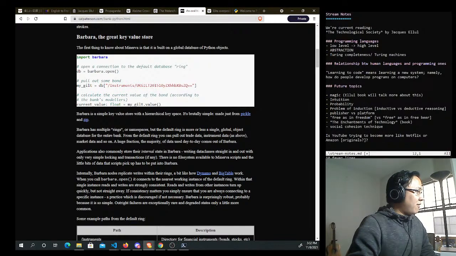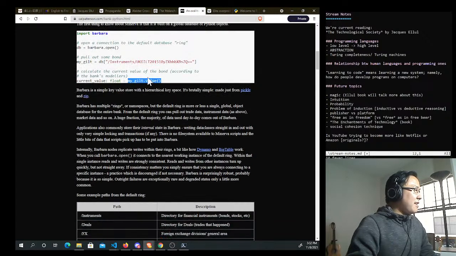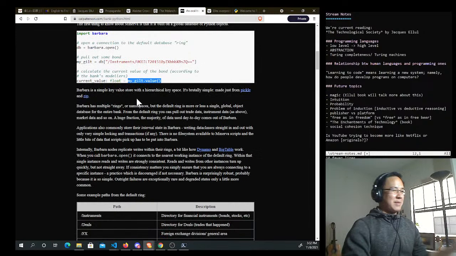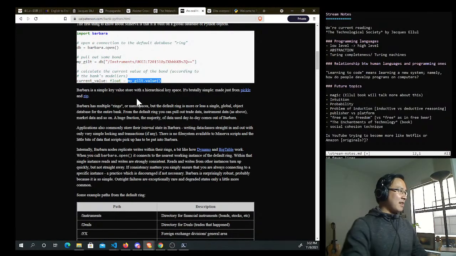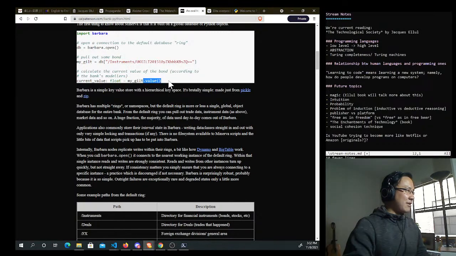So current value float equals mygilt.value. I guess this represents a bond, and then the bond has this value function, and then you just call that, and then what gets outputted will probably just be some number that represents the value of this thing based on however this value function calculates.